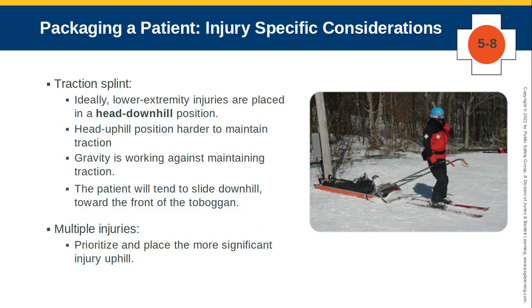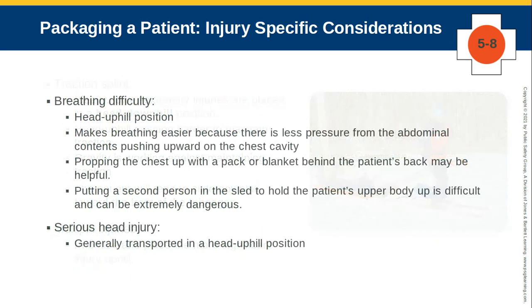Now, if a patient has multiple injuries, prioritize more significant injury uphill. Now, with breathing difficulty, we may have to just consider the primacy of protecting the airway and breathing. And in this case, head uphill is positive for the patient because when they are head downhill, the abdominal cavity can press upward on the diaphragm at the bottom of the chest cavity and not allow a patient to breathe as deeply. They're going to rely only on accessory muscles for breathing.